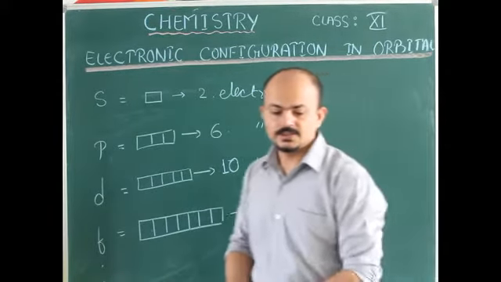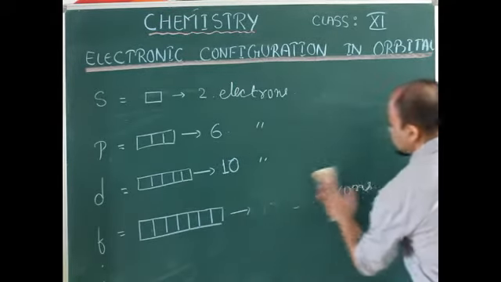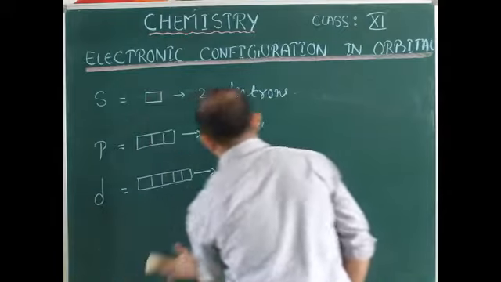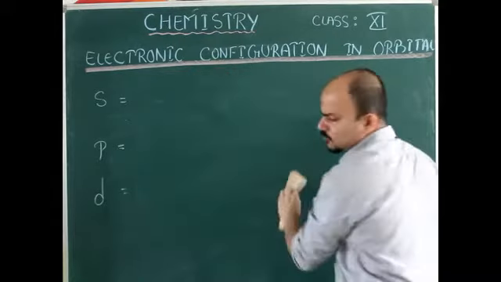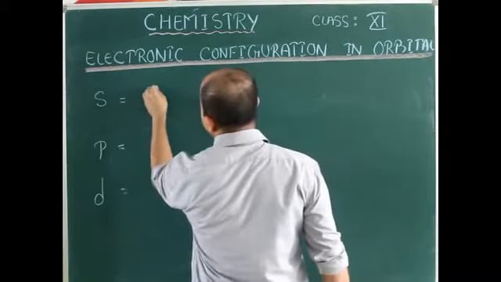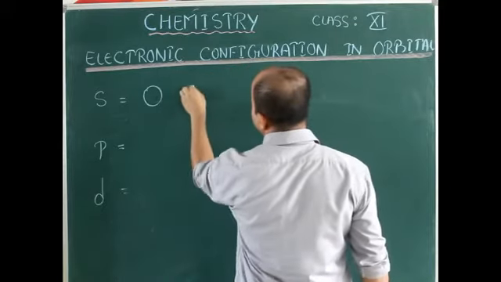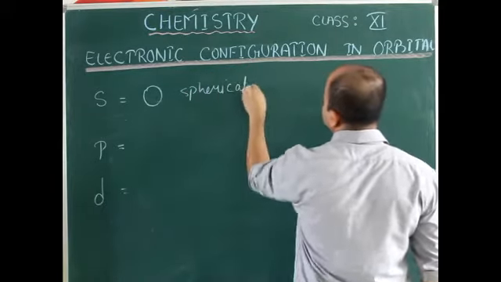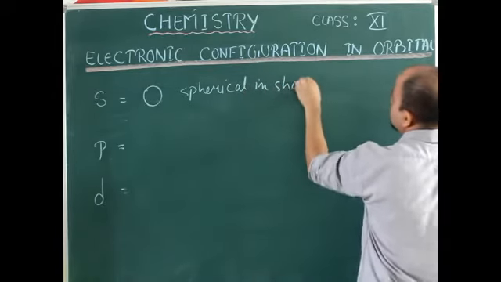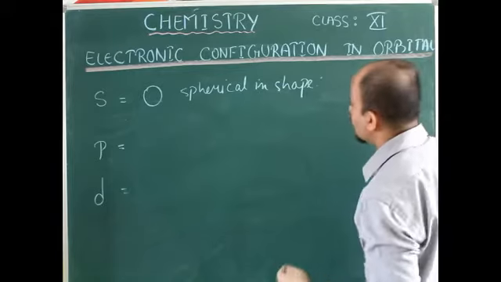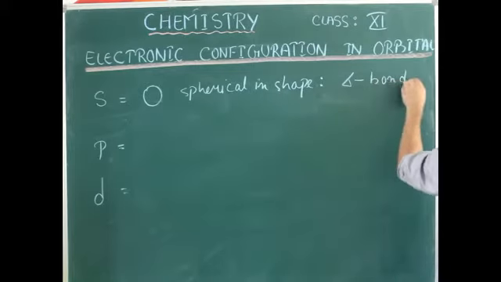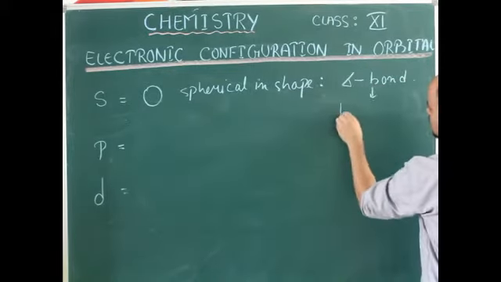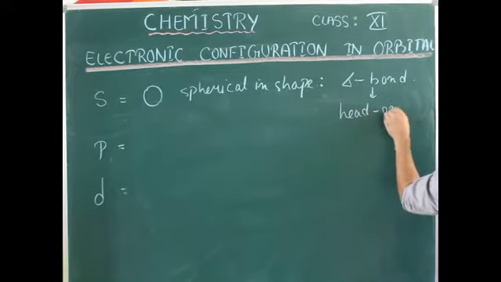Now let's discuss the shape of these orbitals. You have to know that s is spherical in shape. Whenever it is involved in bond formation, it gives you a sigma bond, and this sigma bond is formed by head-on overlapping.